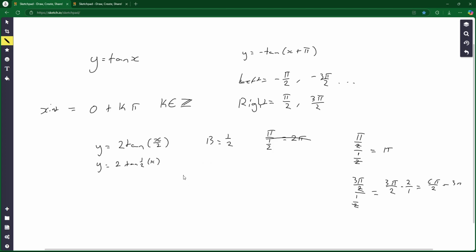So meaning our left asymptotes are going to equal negative pi and negative 3 pi. And then our right asymptotes are going to equal pi and 3 pi. Why is it that way? I have no clue, but it kind of makes sense because we don't have an asymptote at 0.